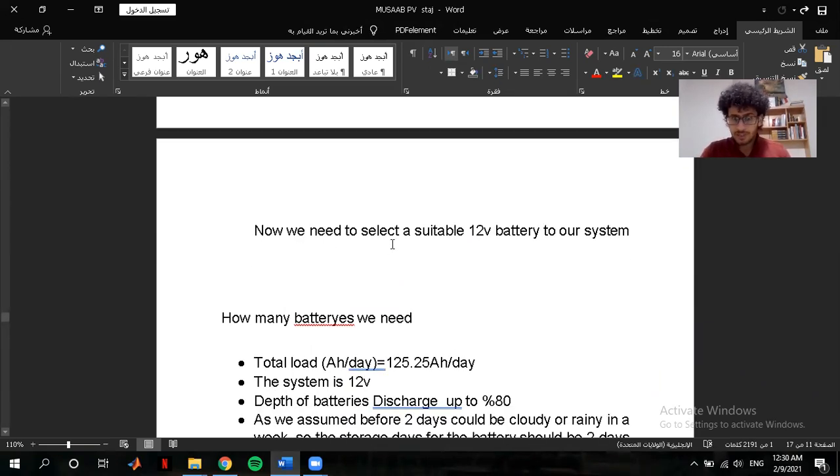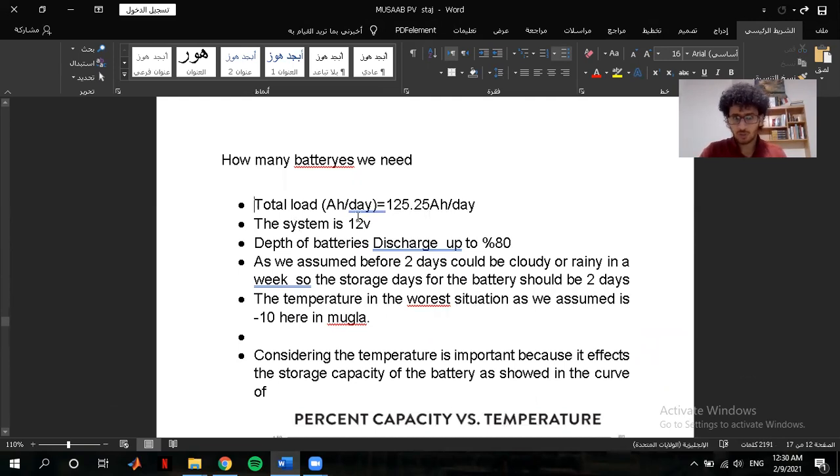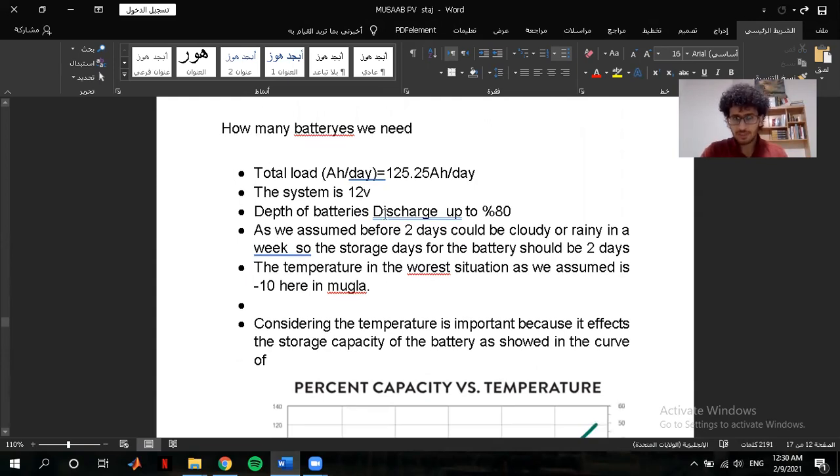How many batteries do we need for our system? As we found before, the total load is 125 ampere a day. The system is 12 volt. The depth of discharge of the battery is up to 80%.